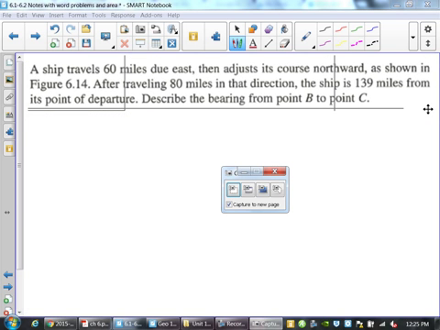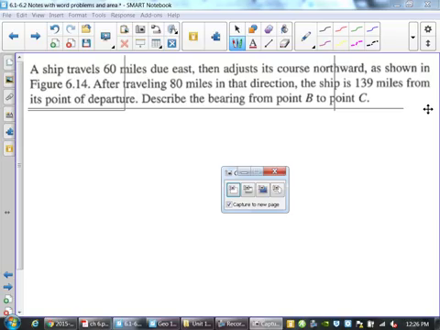A ship travels 60 miles due east and then adjusts its course northward. After traveling 80 miles in that direction, the ship is 139 miles from the point of departure. Describe the bearing from point B to point C.